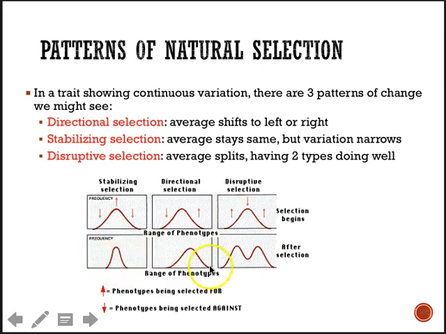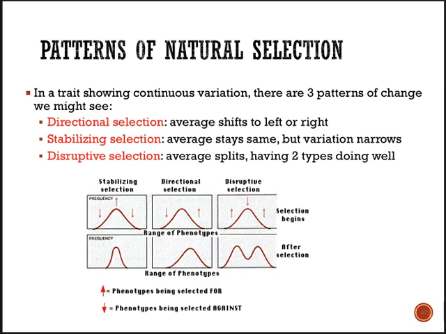If you notice, the average stays the same, but the amount of variation in the population has decreased a lot. The last one is called disruptive selection, and with disruptive selection, you have the two extremes, the ones on the edges doing really well, and the one in the middle not doing well at all. So you end up getting this bimodal distribution, where, again, if you think about height, the very short ones and the very tall ones are doing better, and the ones that are average are not doing well at all. So those are the three general patterns.